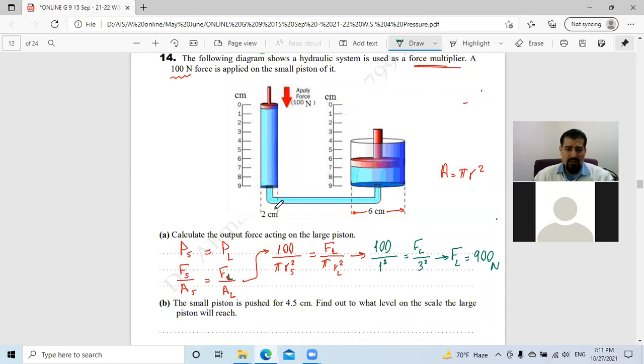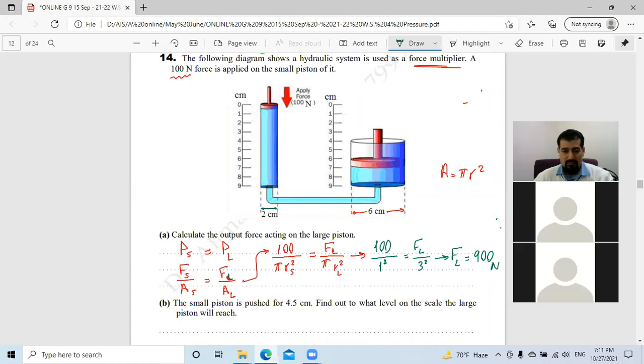They give us the diameter, so the radius is half the diameter. So r square for the small piston, r square for the large piston, pi will cancel with pi. So 2 divided by 2 is 1, we square it. 6 divided by 2 is 3, we square it. 3 squared is 9, we do cross multiplication. Our answer will be 900.